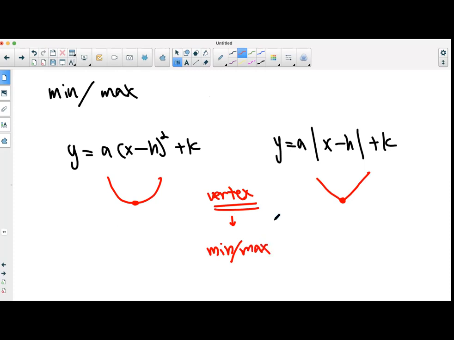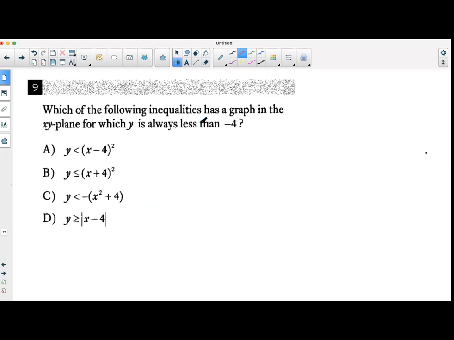You good? So then, what's the vertex on the quadratic function? It's in fact h comma k. We've seen that many times. But interestingly, in the absolute value, they share the same point. Vertex is what? h comma k. When you look at the structure, they look about the same. You can see that. So, in fact, in this question, y value is always less than -4. So that means -4 has to be our maximum.